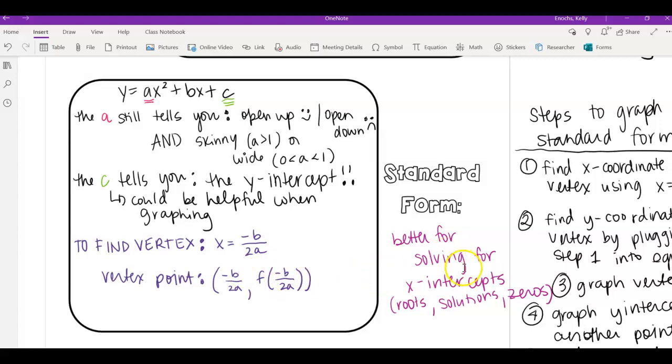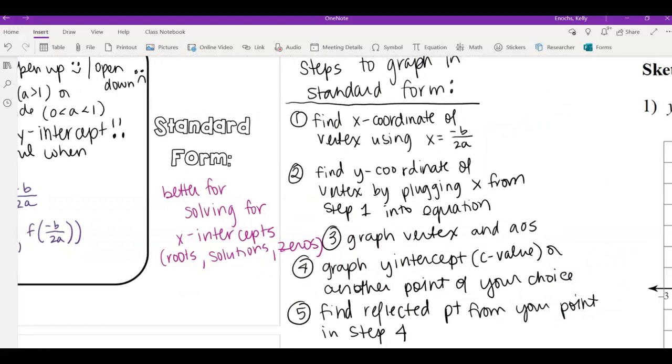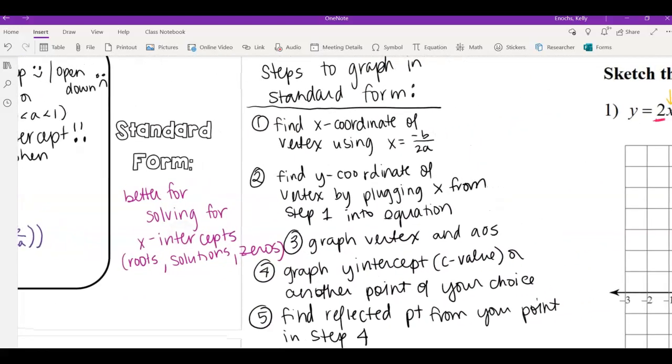All right, so what are those steps? Here you go. Our steps are, first, we're going to find that x-coordinate using the x equals negative b over 2a formula. Then we're going to find our y-coordinate by taking our answer from step 1, the x value, and plugging that into the equation. That's going to give us our vertex point, steps 1 and 2.